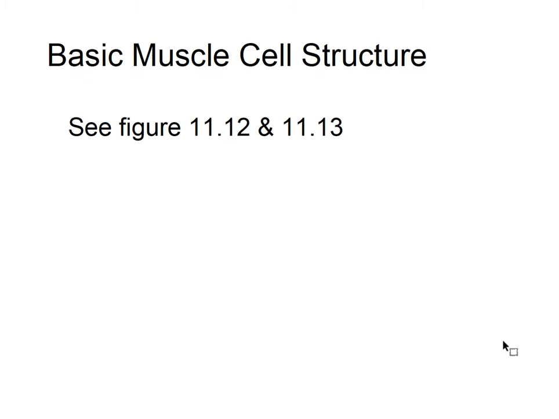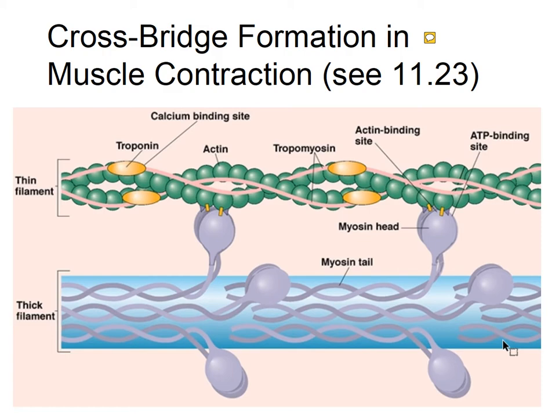So know the basic muscle fiber or muscle cell structure. We've gone over that previously in another short video. Those are some nice figures at the beginning of chapter 11. But what we want to talk about now is muscle contraction. This is called the sliding filament model, or sliding filament hypothesis, for muscle contraction.